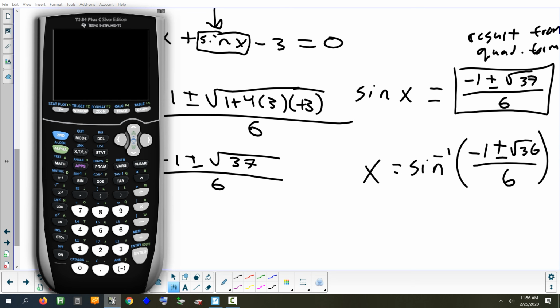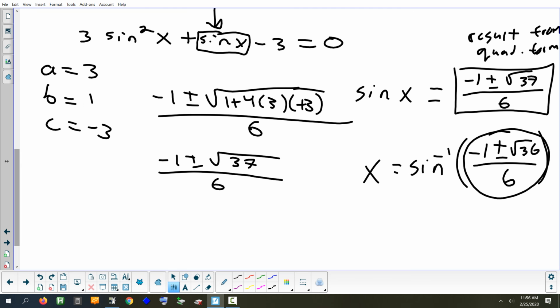What's the highest and the lowest that the sine function goes? From what to what? 1 to negative 1. So this number has to be between 1 and negative 1 for it to work.